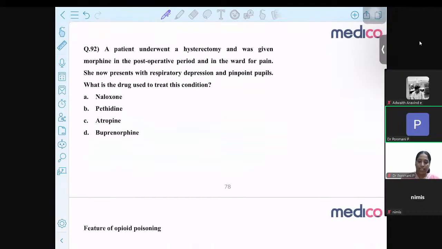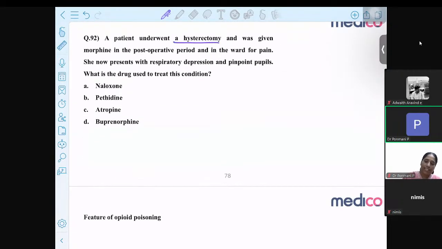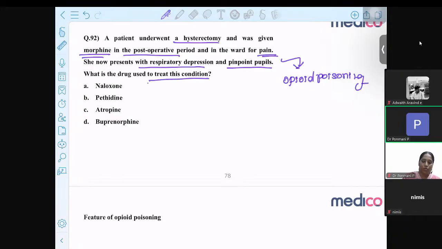Now moving to the next question. A patient underwent hysterectomy and was given morphine in the post-op period for pain. Now she presents with respiratory depression and pinpoint pupil. So what is happening? Opioid poisoning has occurred. What are they asking? The drug used to treat this condition. We already saw the antidote for opioid poisoning. It is naloxone. What about the other options? Pethidine should not be given. This is also going to act as an agonist only.